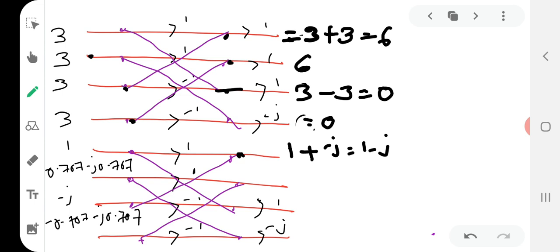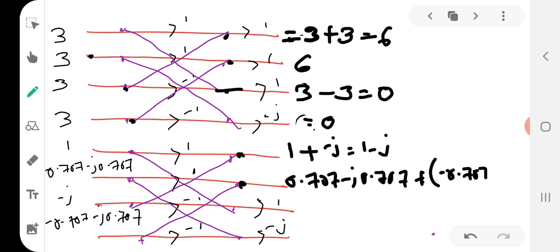And here at this point, what is this? Minus 0.707 minus j into 0.707, and this will be plus this value, that is minus 0.707 minus j 0.707. Okay, then what will we get as the value? That will be minus j into 1.414.